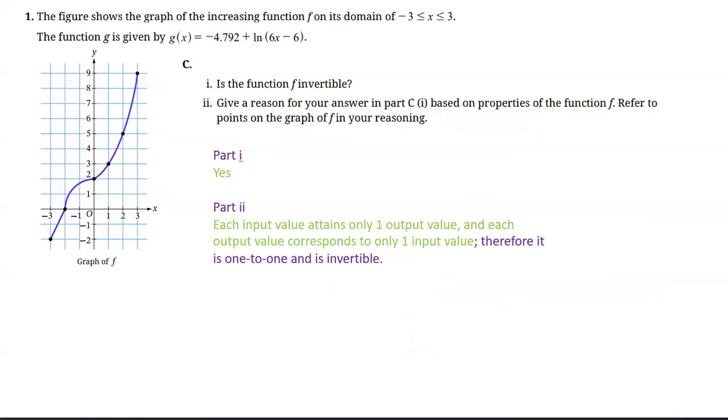Okay. Part C. Is the function f invertible? Yes, it is. Simple enough. Part 2, give a reason for your answer. In part 1, based on properties of the function f, refer to the points on the graph of f in your reasoning. So this is where they're very picky about the explanation.